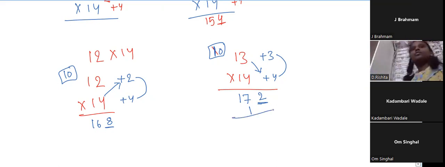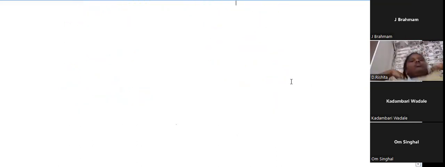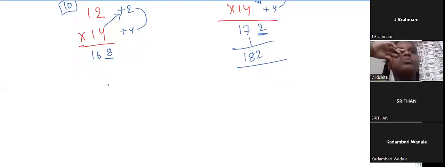Can you give an example where both the numbers are below the base? Like 5 into 14? We'll see that also. Yes.